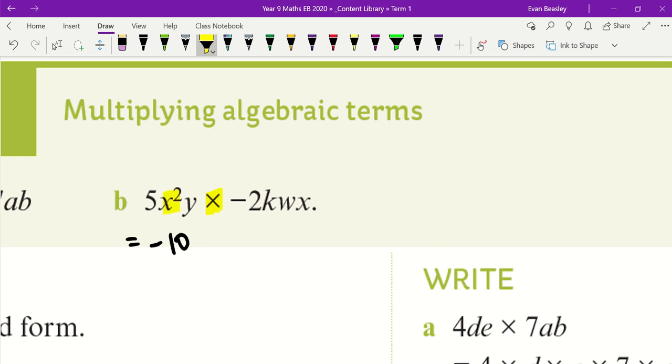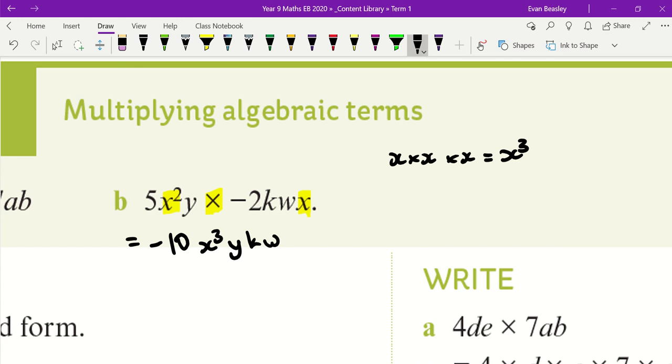So I've got an x squared and an x here. Now x squared is x times x. If I'm multiplying it by x again, that's going to equal x to the power of 3. So that's the next term that I'm going to put in. Then I've got a y. There's no other letters with y in there. Then a k and then a w.